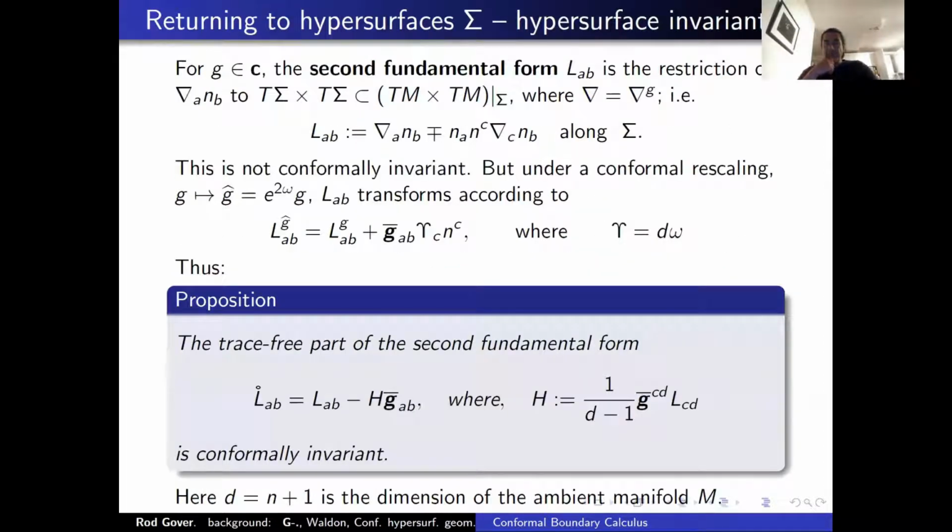Okay. Now let's go back to hypersurfaces. We want to use that tractor machinery to help us, but let's remind ourselves of some basic Riemannian geometry of hypersurfaces.